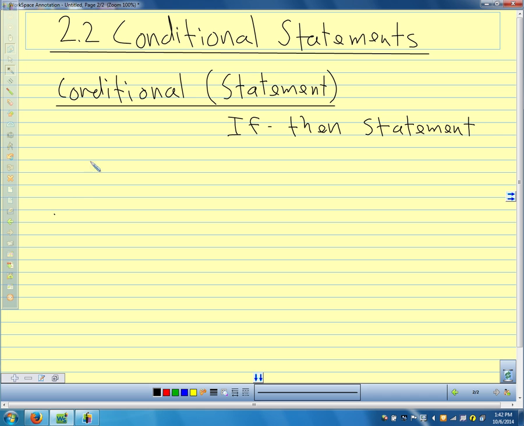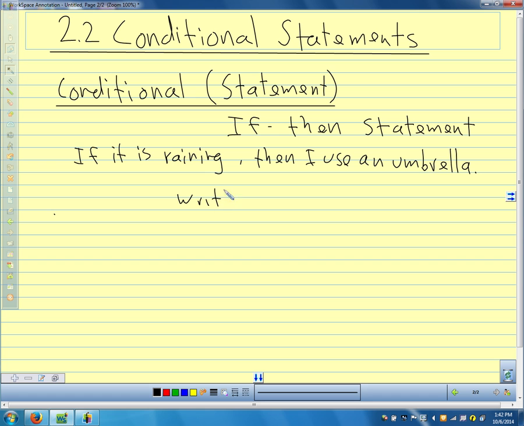So an example would be, if it is raining, I carry an umbrella. But then I use an umbrella. So that would be an example of a conditional or a conditional statement. Something with an if and a then. In symbols, we write it this way, with a little arrow.